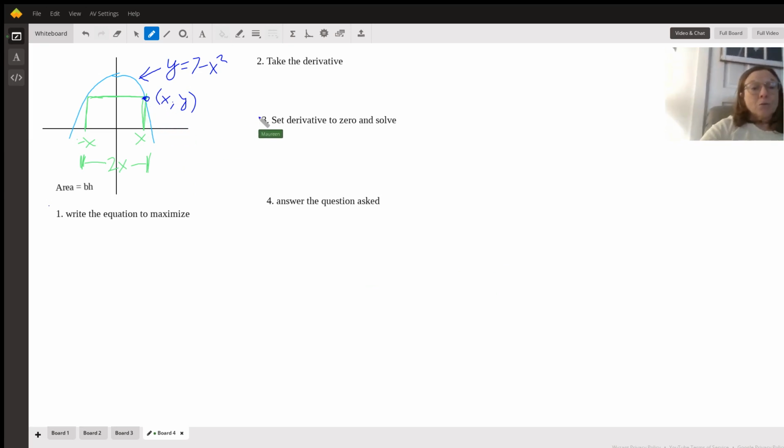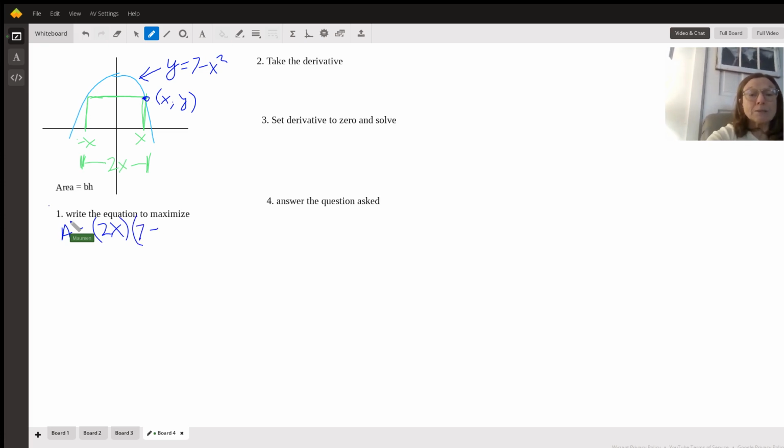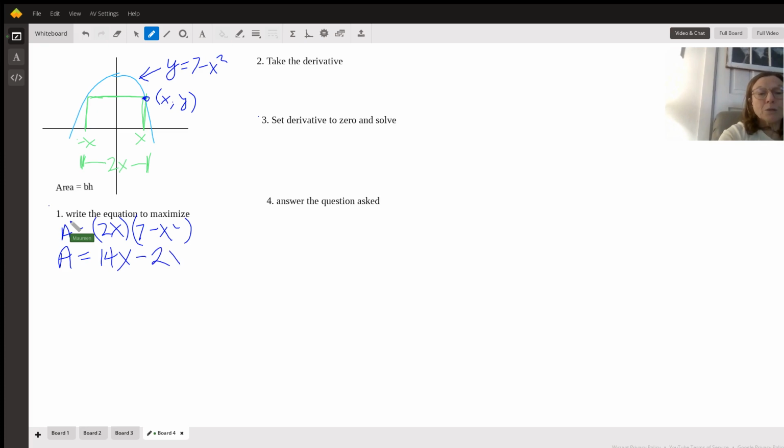Okay, so our area equation will be the base, which is 2x, times the height, which is 7 minus x squared. Since we have to take the derivative, if we left it like this, we would need the product rule. So I would simplify it a little bit so that I can just use the power rule, which will be easier. So 14x minus 2x cubed. So we have our equation that we want to maximize.